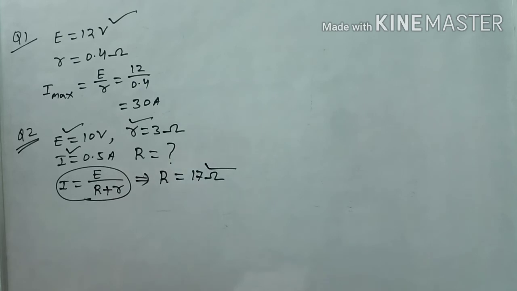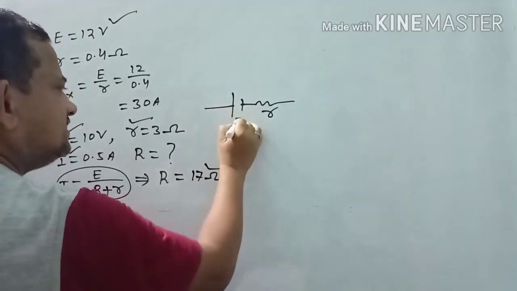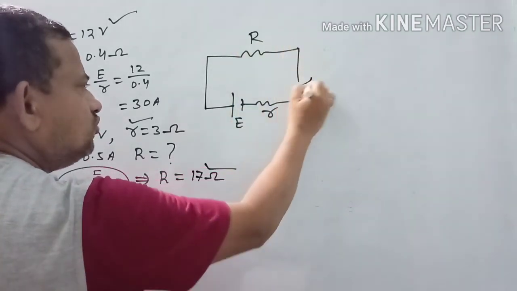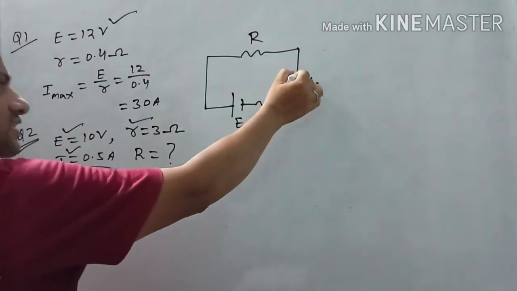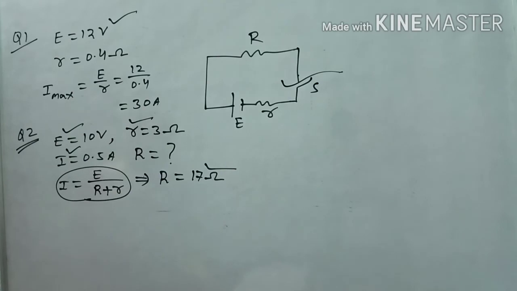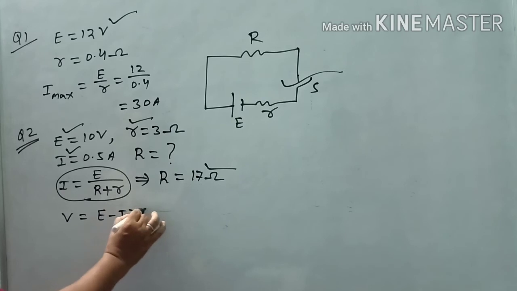Also, what is terminal voltage of the battery when the circuit is closed? When the circuit is closed, it means current will flow. This is your internal resistance, this is your external resistance. Suppose this is a switch. Closed means switch is on. When switch is on, current will flow. And in this case, your terminal potential difference, terminal voltage, V is equal to E minus IR.